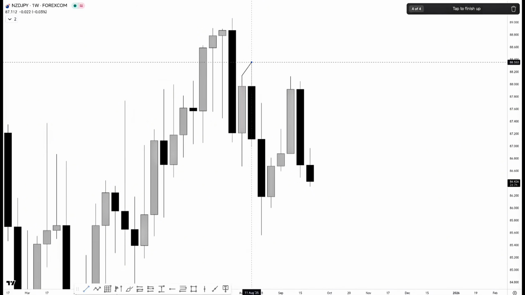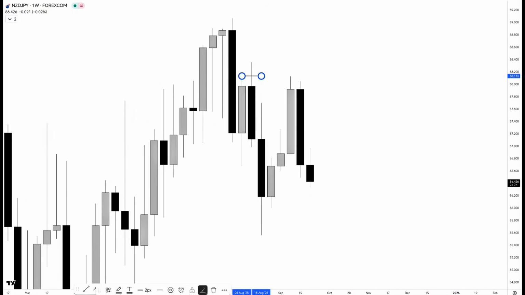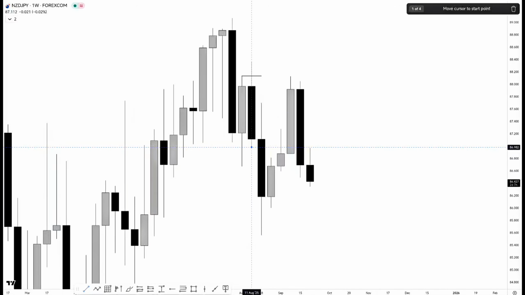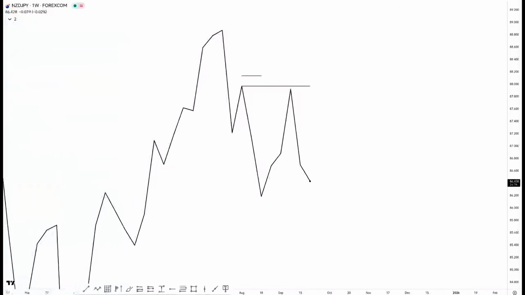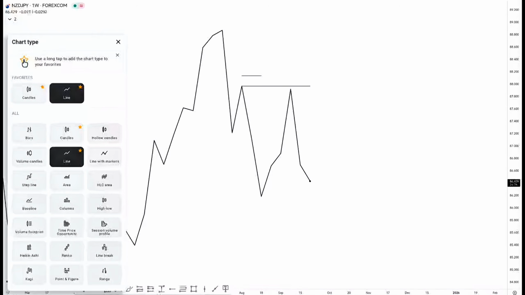Why is it a strong high? You see here we took out the previous high of that candle, and we had a strong rejection on the candlestick right here from a weekly level, right? So we are looking to sell, right? Take a look at your line chart. We have that rejection on that time frame on a weekly level, right?